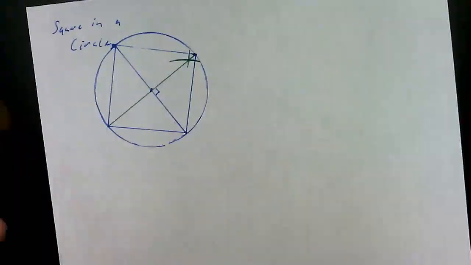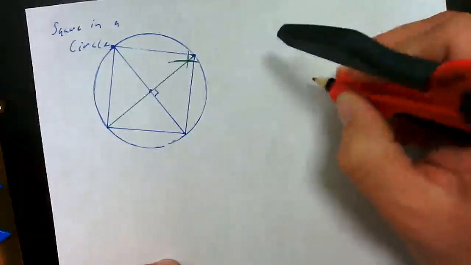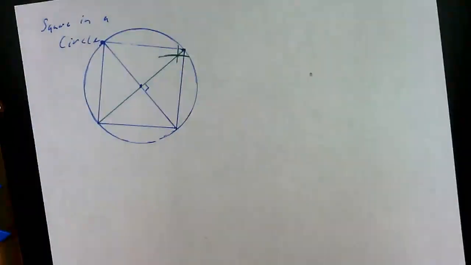Now, I'm going to do it one more time with the other compass. So, put a point, draw a circle. Whoops.